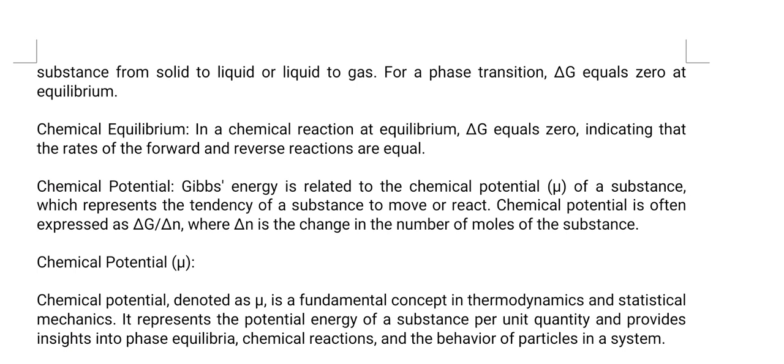Then chemical potential. Gibbs energy is related to the chemical potential of a substance, which represents the tendency of a substance to move or react. Chemical potential is often expressed as delta G by delta N, where delta N is the change in the number of moles of the substance.